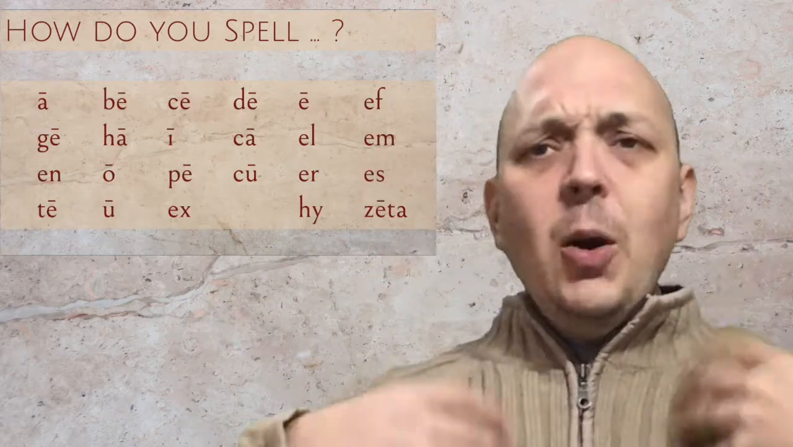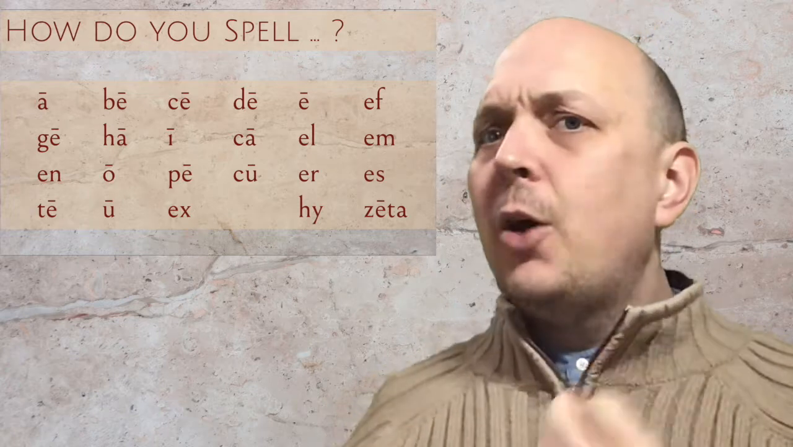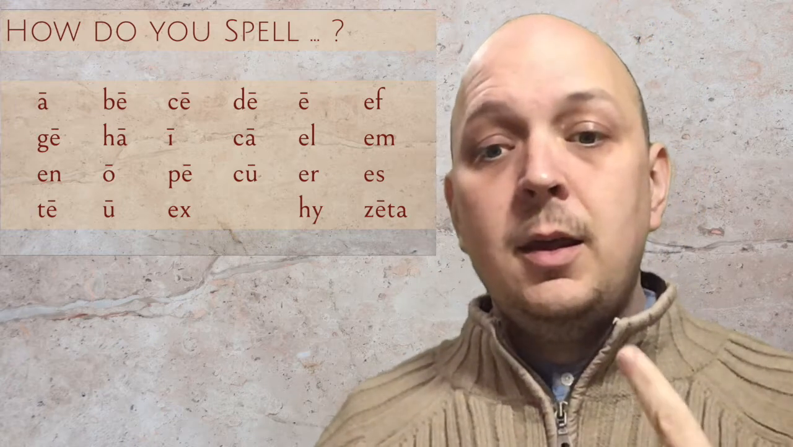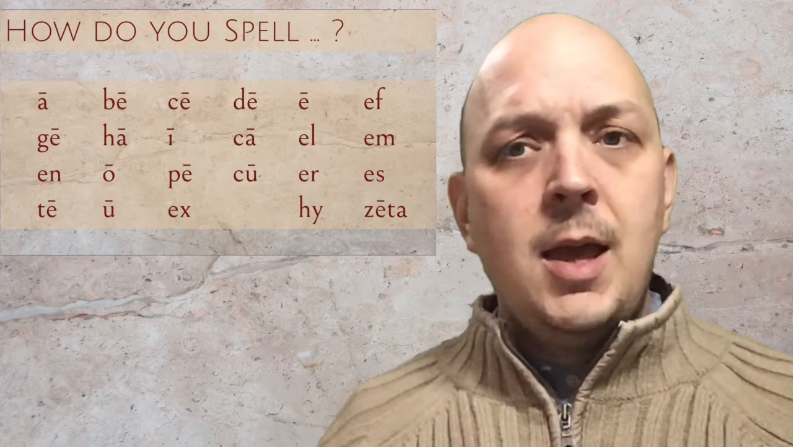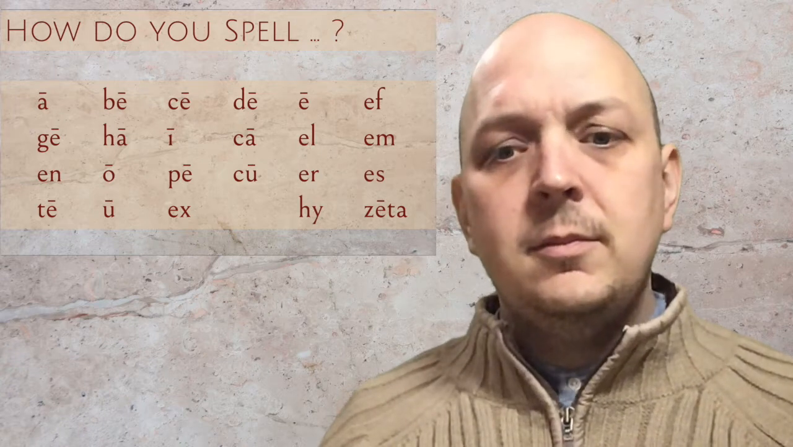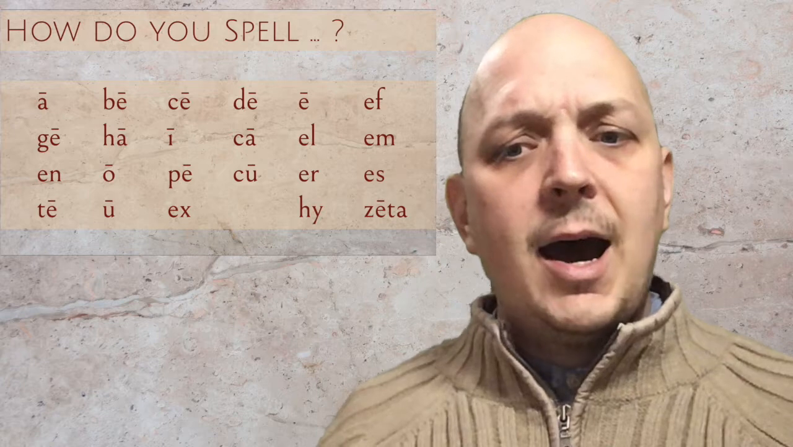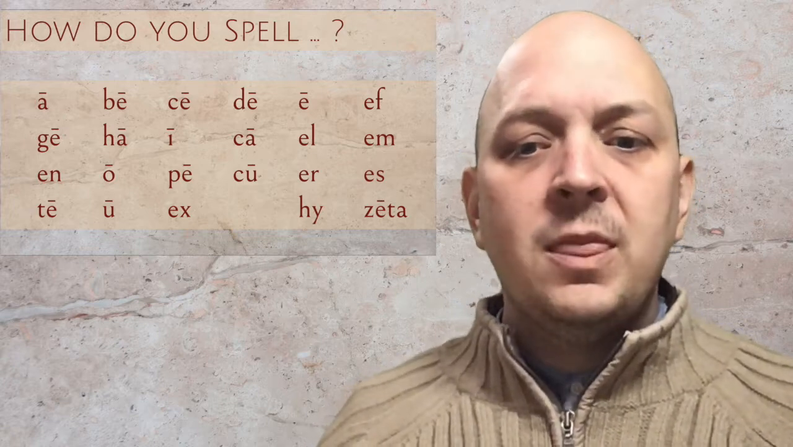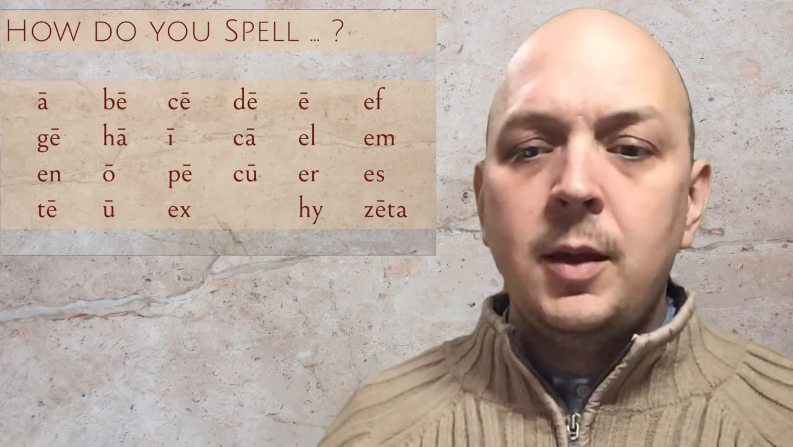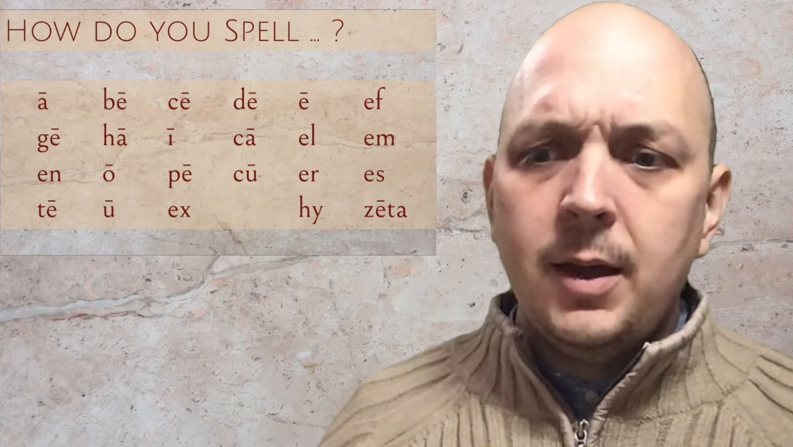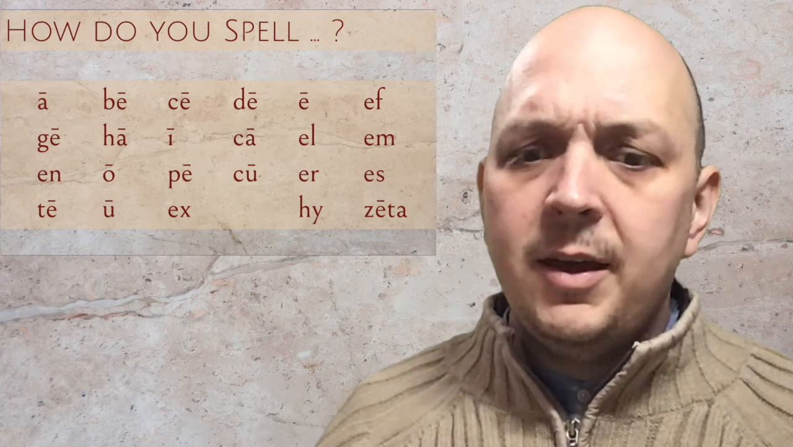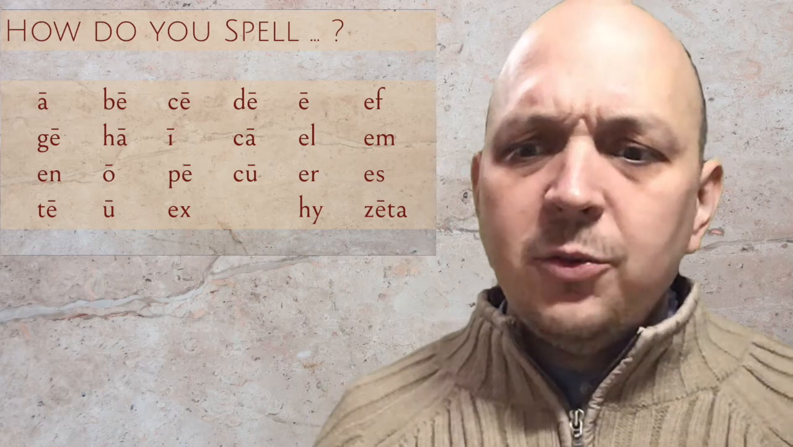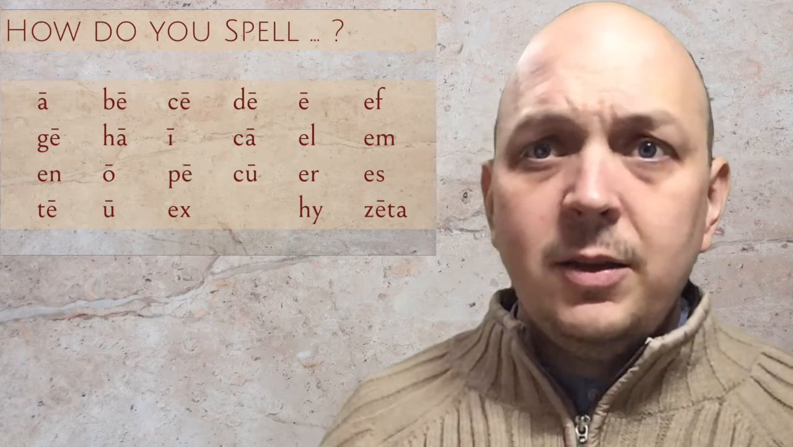Now, to do this, to go ahead and spell out these words, we're going to need to know how the letters were pronounced in Latin. And you have A, B, C, D, E, F, G, H, I, K, L, M, N, O, P, Q, R, S, T, U, X. And then our Greek letters, we'd have Y and Zeta.